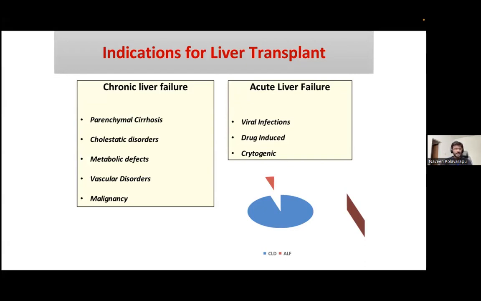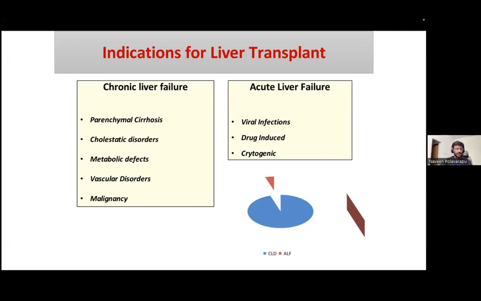In the acute liver failure setting, most often in the Western population it is drug-induced, paracetamol-induced. And in the Eastern population, it is generally viral infections, particularly hepatitis B-related acute liver failure. Sometimes we do see cryptogenic or autoimmune hepatitis-related acute liver failure, but generally they present as subacute liver failure rather than acute liver failure.